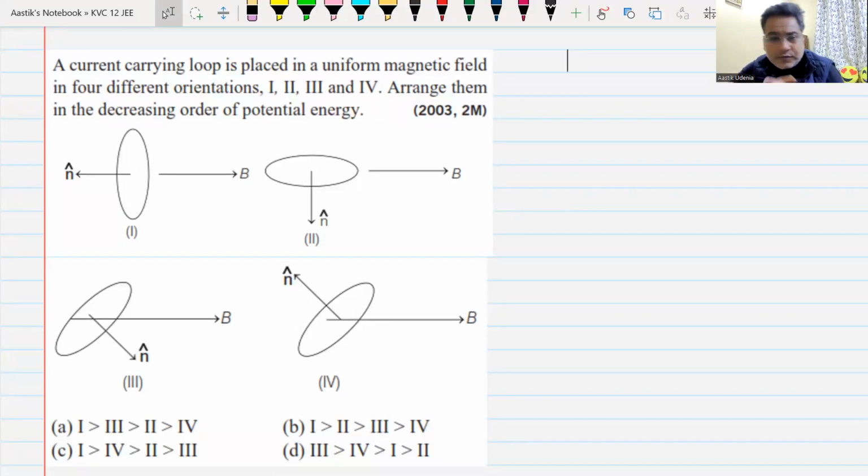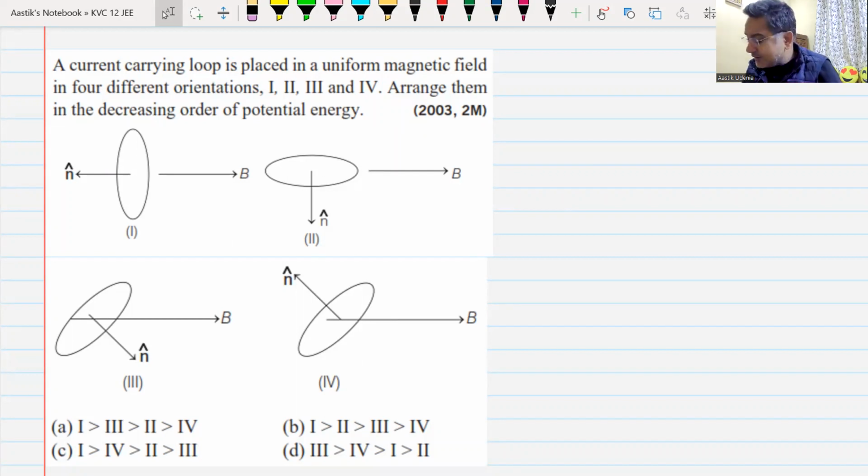A current carrying loop is placed in a uniform magnetic field in 4 different orientations, 1, 2, 3, 4. Arrange them in the decreasing order of their potential energies. That is the question. I'll give you 2 minutes to give me the answer. So how are we supposed to do this?